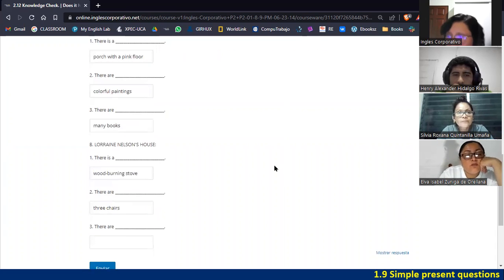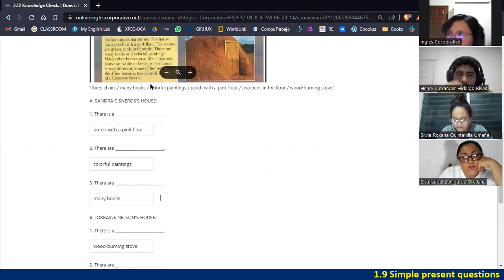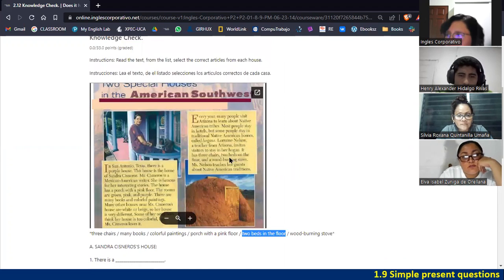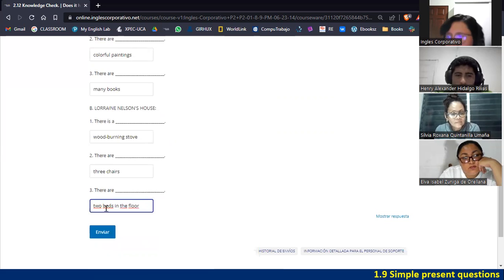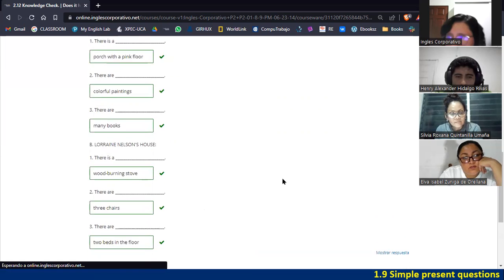And number three, okay, there are two beds in the floor. Very good. Aquí está mal porque tendría que decir on the floor. Pero ustedes háganlo como está en la plataforma. O sea, el error está en la plataforma. Así, two beds in the floor. Y usted le da clic on send. And there you go. All our answers are correct, right?